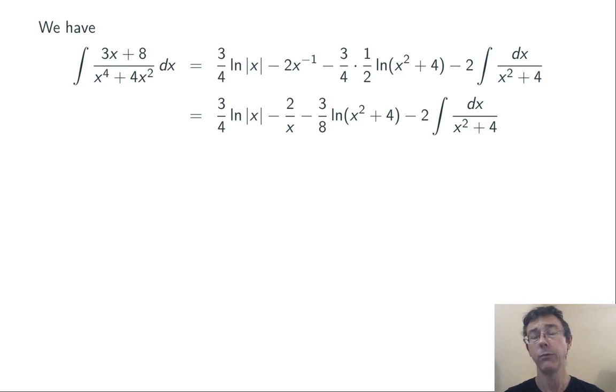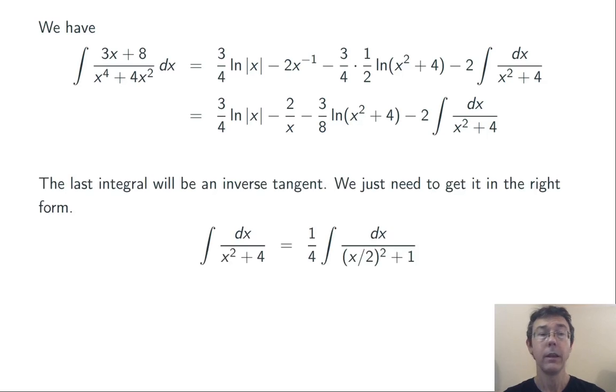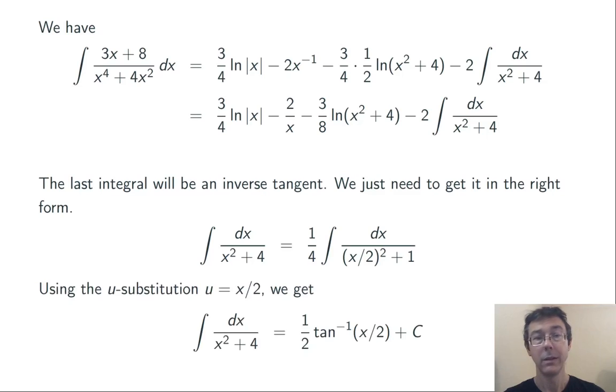This has roughly the form of an arctangent. In order to make it exactly in the right form, I'm going to factor 4 out of the bottom to get 1/4 integral dx over x over 2 squared plus 1. Now if I do the u substitution, u equals x over 2, I will have something of the form du over u squared plus 1. Overall, that integral is equal to 1/2 arctangent x over 2 plus c.